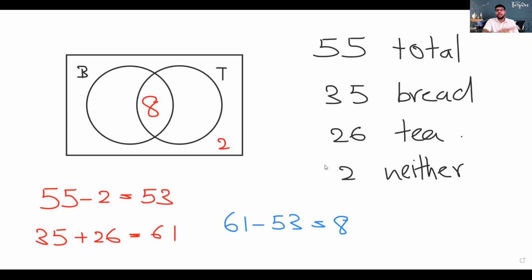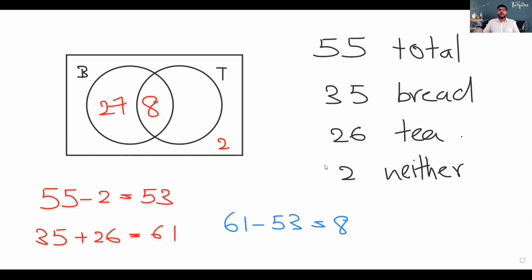Now, let's try to calculate the number of people who ate bread only. Yes, bread only. Sorry, bread only. So how do you calculate the number of people who ate bread only? From 35, those who ate bread, 8 of them also drank tea. So you subtract that 8. So from 35, when you subtract 8, children, you get 27.